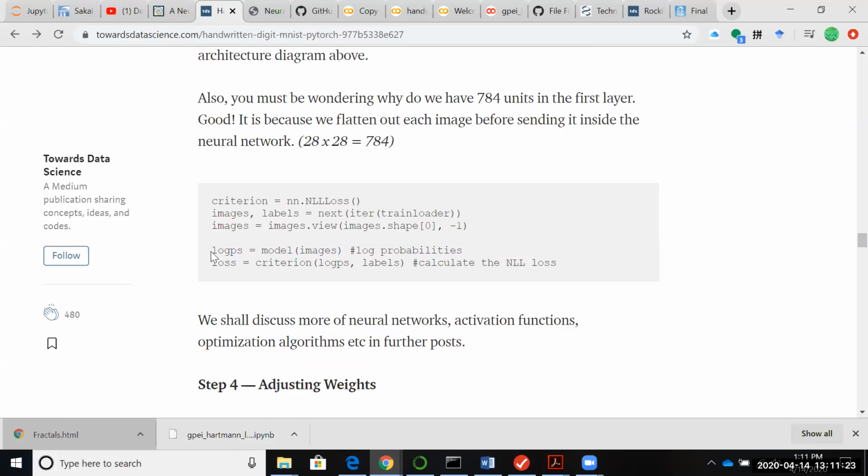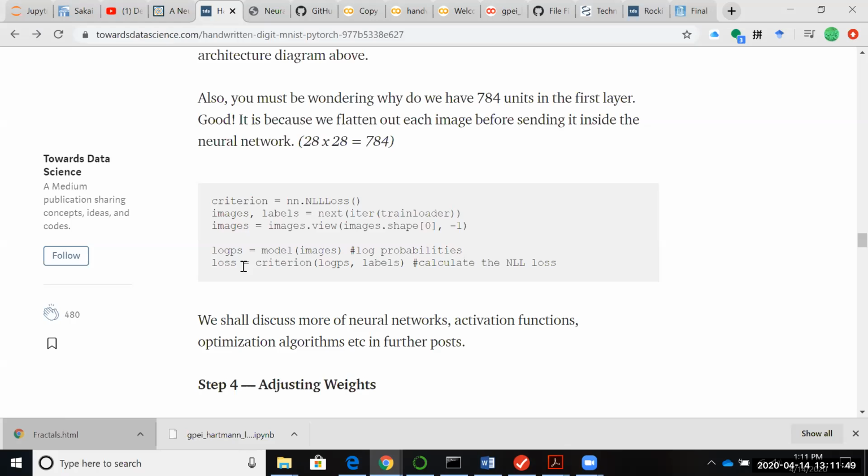And this one is a log probability. Once you have the output, you take one of these images and put it into the model. This line propagates the initial image through the model, through the two hidden layers, and then you get the output. That is a log of probability.